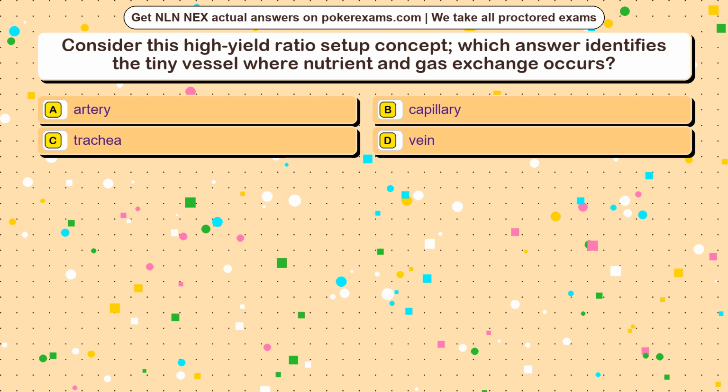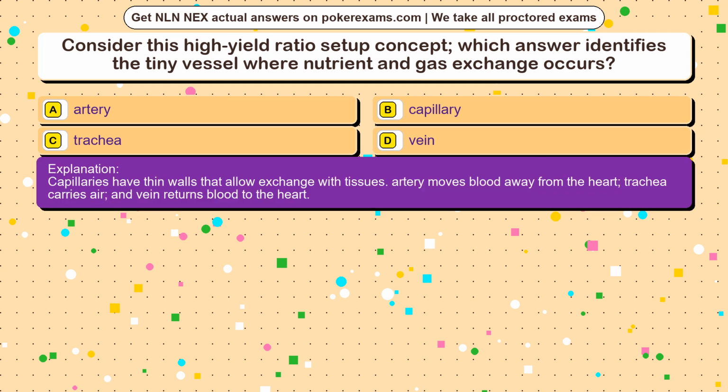The correct answer is option. Capillaries have thin walls that allow exchange with tissues. Artery moves blood away from the heart, trachea carries air, and vein returns blood to the heart.